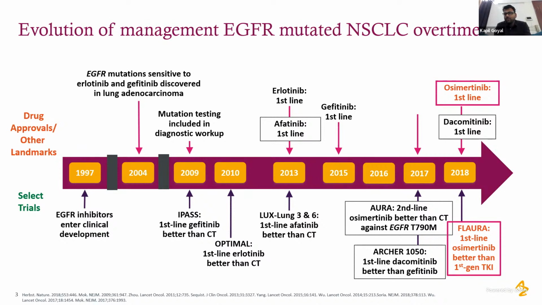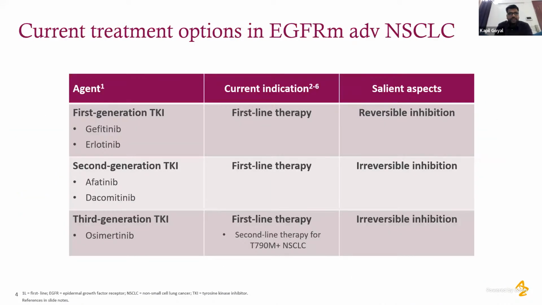So dacomitinib and osimertinib both were approved in the first line over chemotherapy. However, when the FLAURA trial came in 2018, first-line osimertinib was found to be significantly better than first-generation TKIs. Now, switching back to 2024, we have FLAURA-2 data where we see that osimertinib along with chemotherapy is superior to osimertinib alone, and that is likely to become the next standard of care therapy in the coming year.